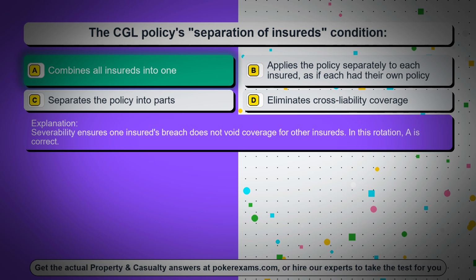Severability ensures one insured's breach does not void coverage for other insureds. In this rotation, A is correct.